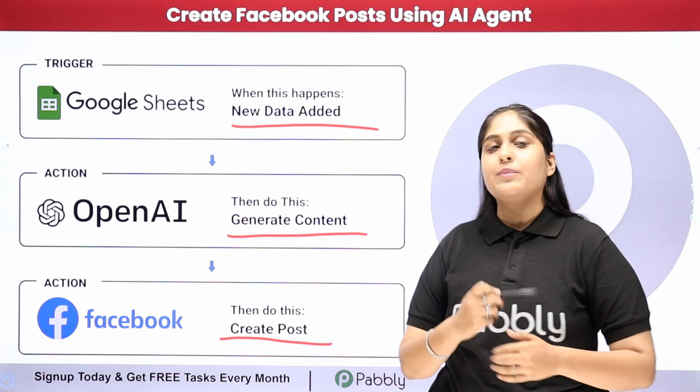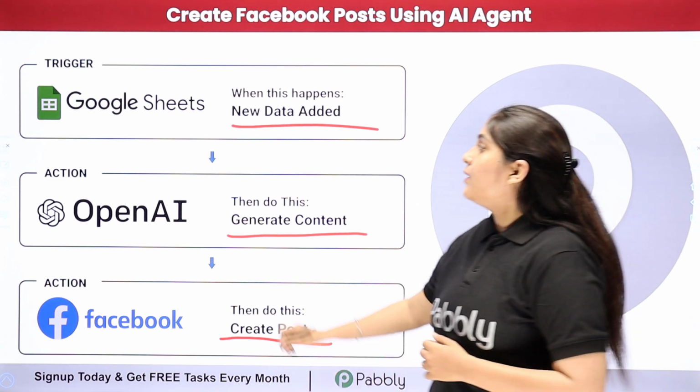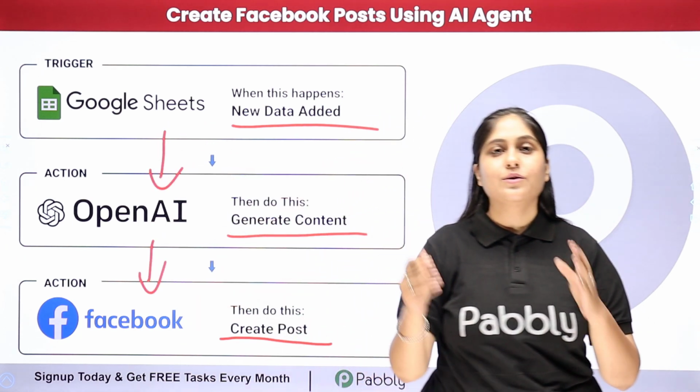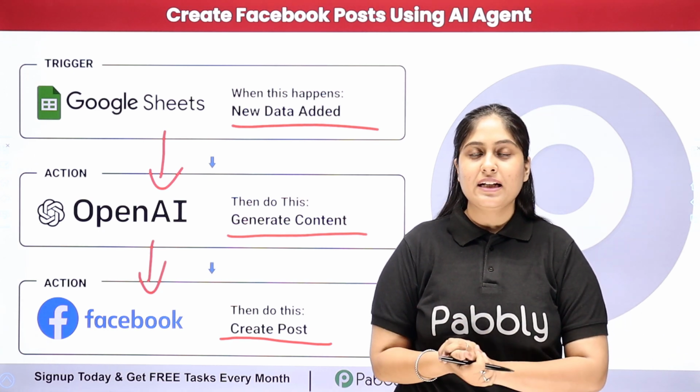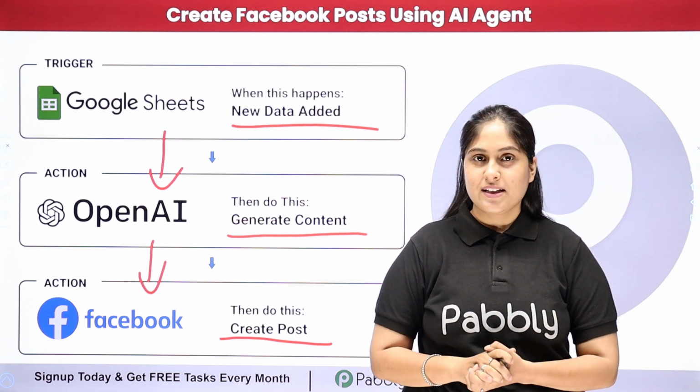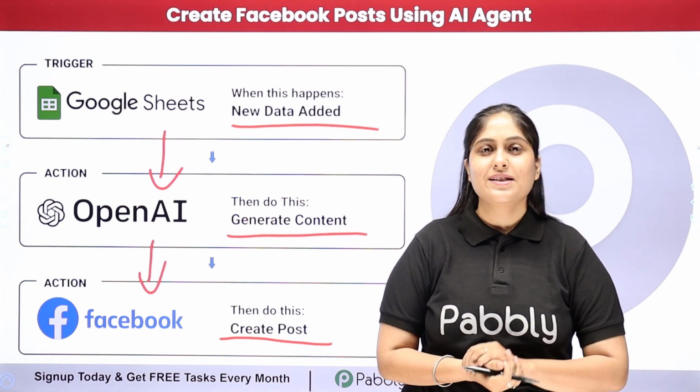So now here to automate the entire process, I need to connect my Google Sheets with my OpenAI account and my Facebook account using an automation software named as Pabbly Connect. So now here to see the working of this automation and to learn this process step by step, let me all take you to my screen.